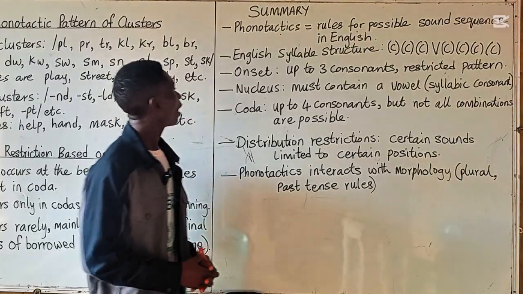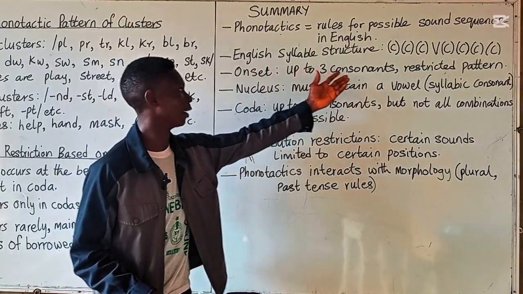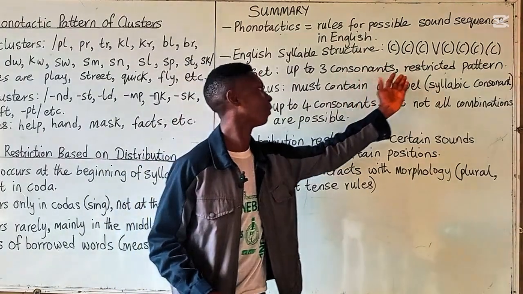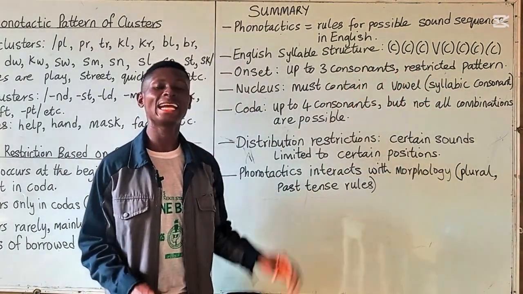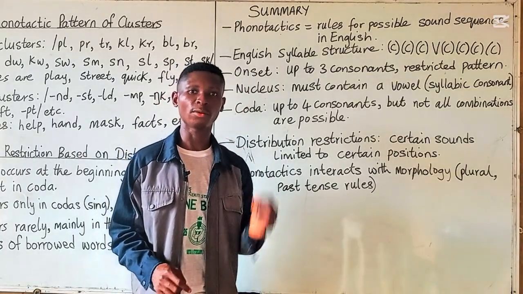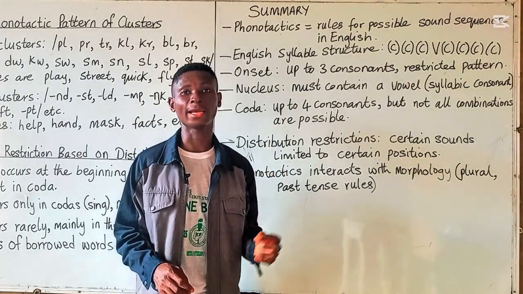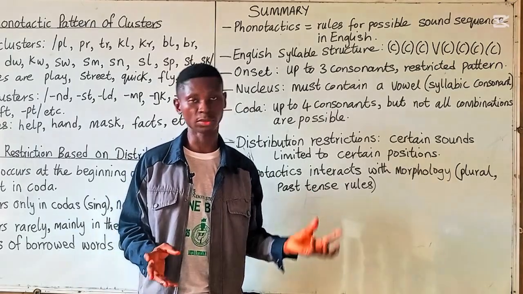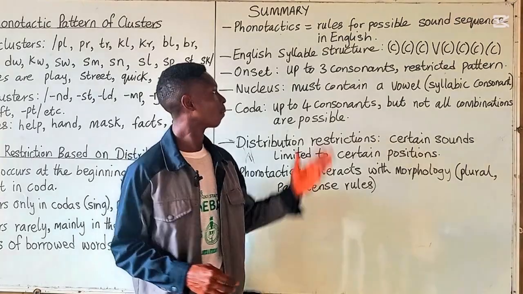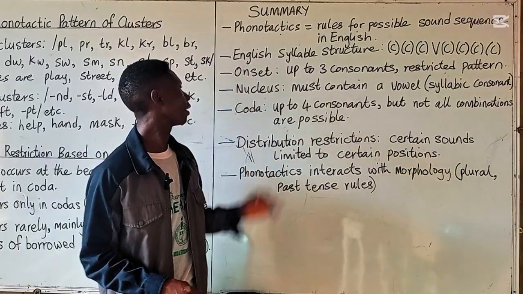Next, we have onset up to three consonants. Restricted pattern. We talked about the restricted pattern of the consonants at the beginning of a syllable, that it can only begin with this sound followed by any of the voiceless plosive sounds like or t. So that is the restriction concerning the onset.